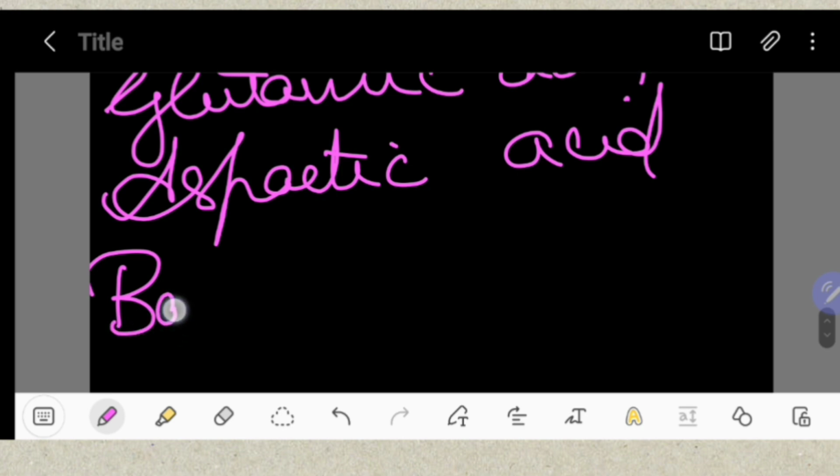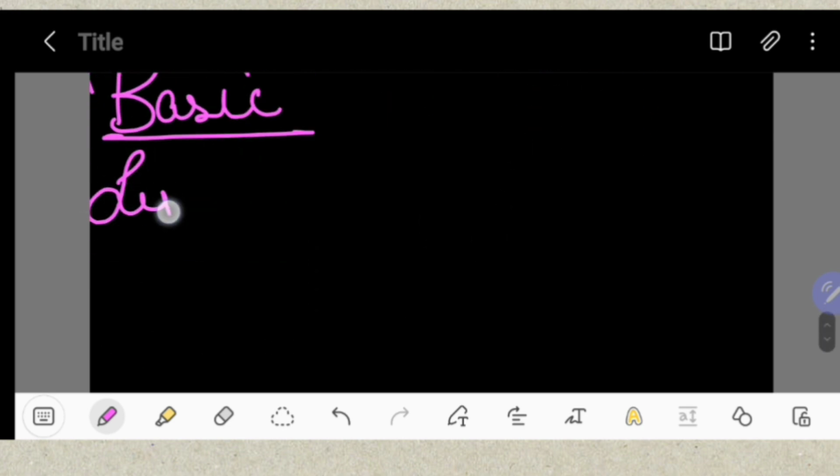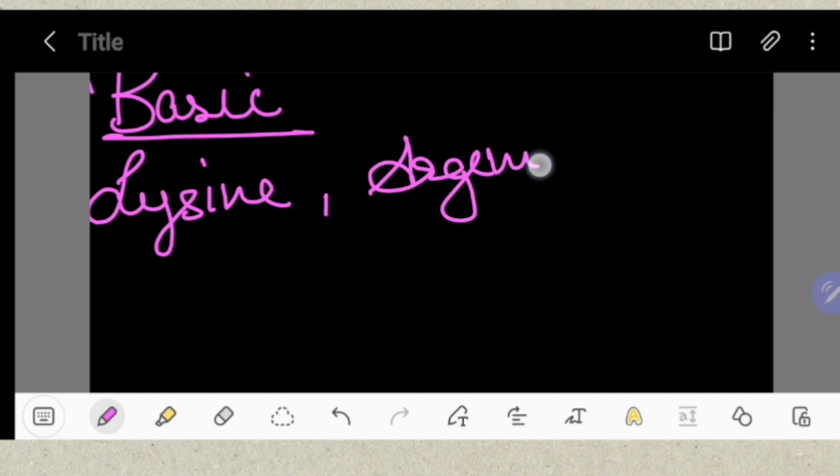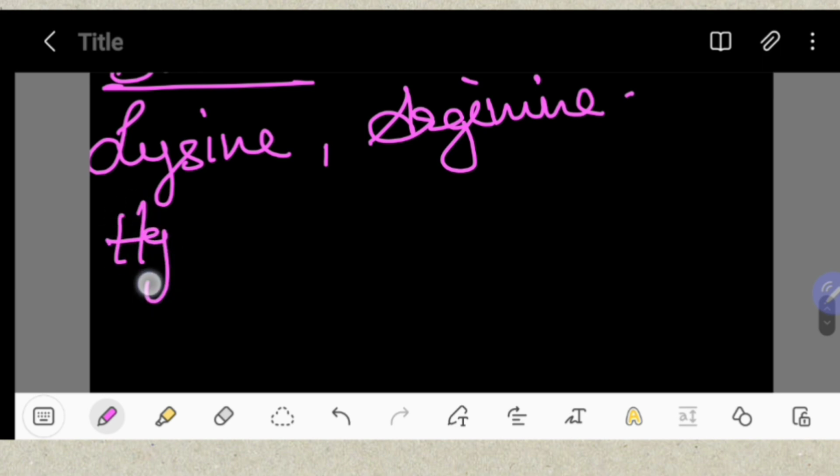Now you can have basic amino acids. When you're talking about basic amino acids, they are lysine and arginine. In neutral it was leucine, but here it is lysine and arginine.